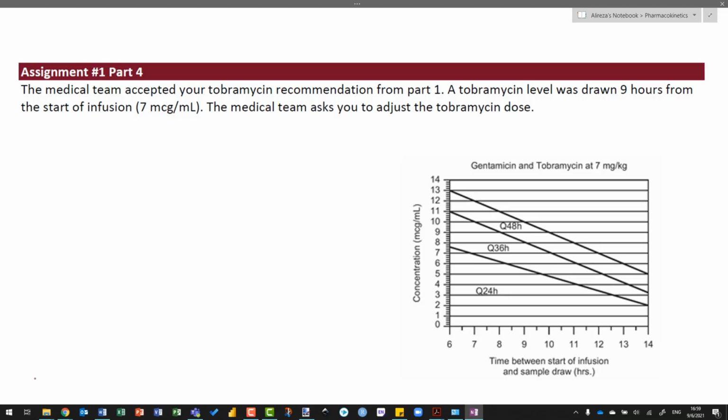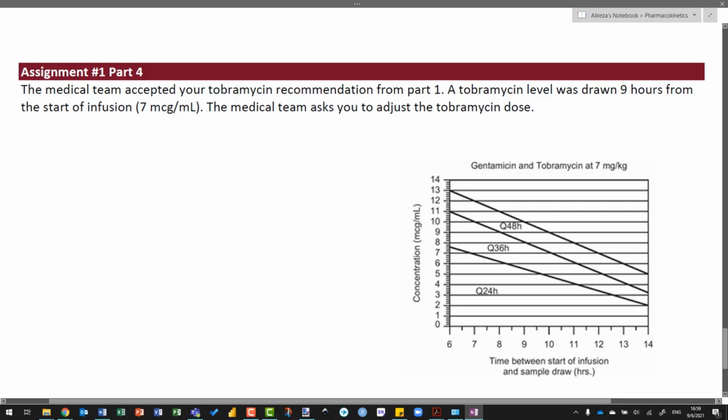Now for the next part, same patient, the medical team accepted your tobramycin recommendation. A tobramycin level was drawn 9 hours from the start of infusion, which happened to be 7 micrograms per mL. And now the medical team asks you to adjust the tobramycin dose. If you look at 9 hours, this is your 9 hours later, and the level was 7. So if you go up to 7, we are in every 36 hours. This means that we had the right frequency.